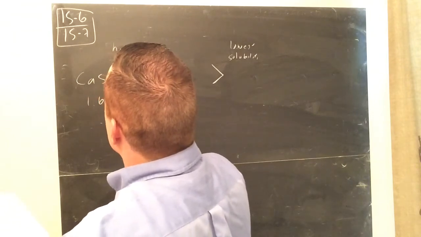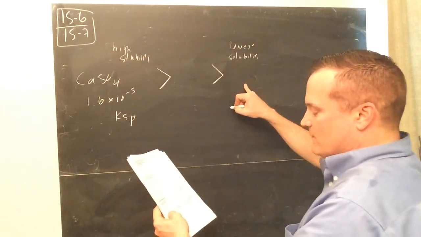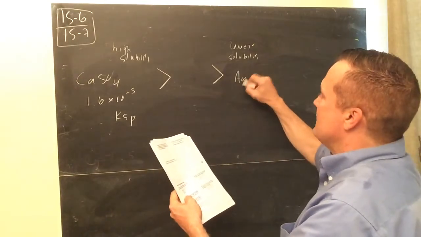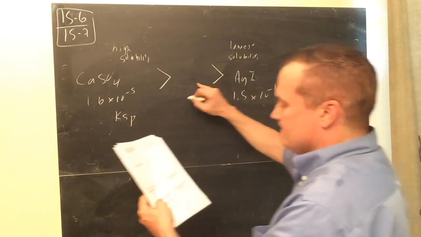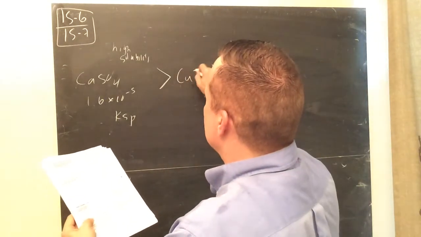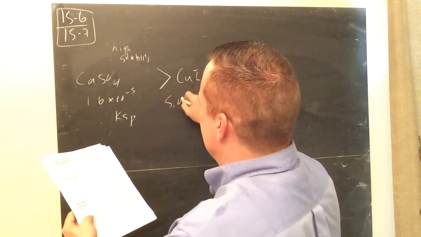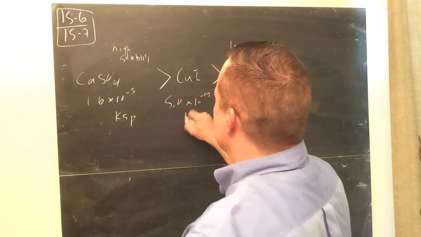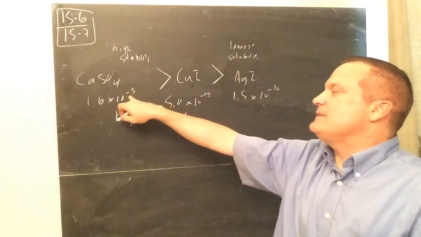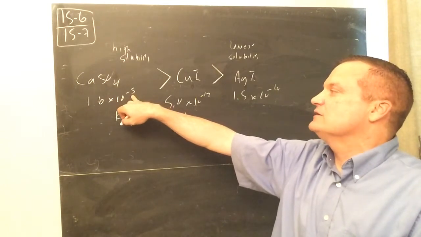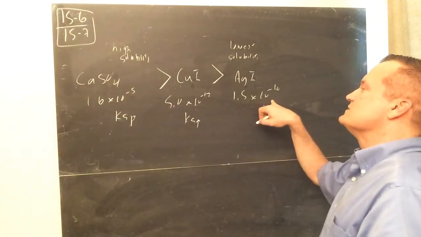Then the least soluble will be the one that has the smallest number, AgI, 1.5 times 10 to the negative 16. And then CuI will be in the middle with a Ksp of 5 times 10 to the negative 12. So you can only look at those numbers. A larger Ksp means more of it will dissolve in water, and a smaller one means very little will dissolve in water.